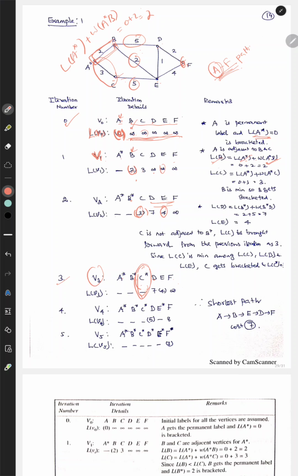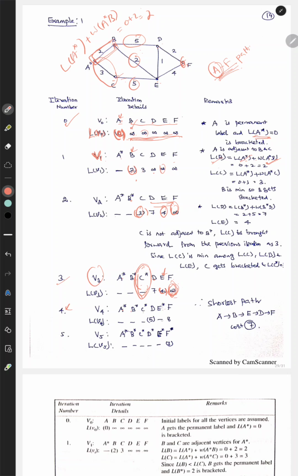C to F there is no edge, therefore the previous label won't change, it will be infinity itself. Previous label it is infinity, that itself we repeated here. Now among this 4 is the smallest, bracket it, remove this edge E to the next stage. For fourth iteration E will be removed, so A, B, C.